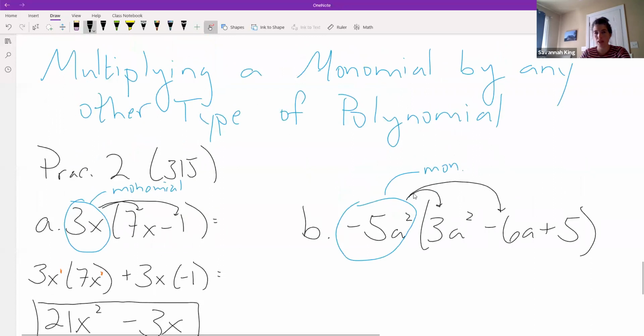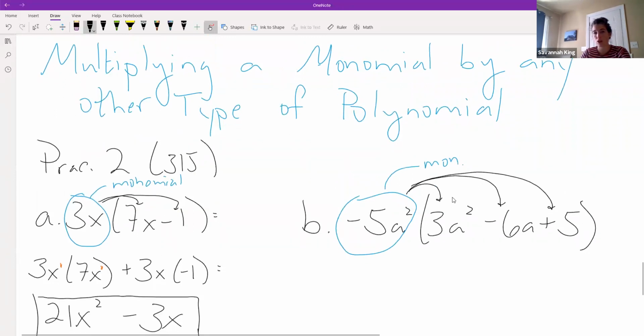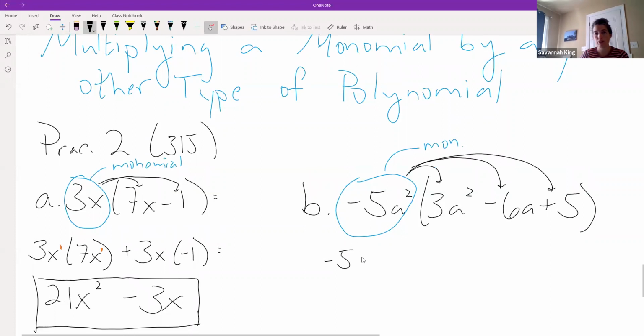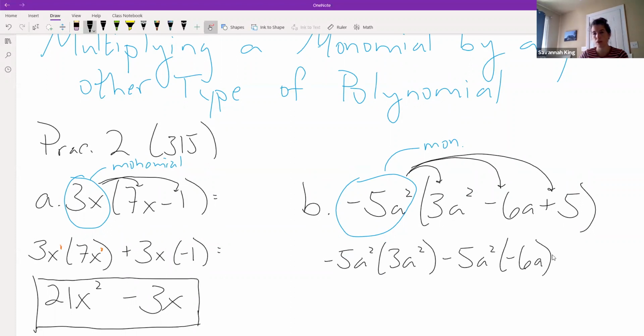particularly as we've gotten to part B, as your polynomials start getting bigger. So my monomial, negative 5a squared, gets distributed across three different pieces. Additionally, it happens to be negative. So I've got to be careful that every time I write my monomial, it's got a negative leading it off. So there you go. If you have a three-part, a trinomial here in the second set of parentheses, you should see three of your monomial that was distributed. So very carefully here, because there are negatives flying all over the place.